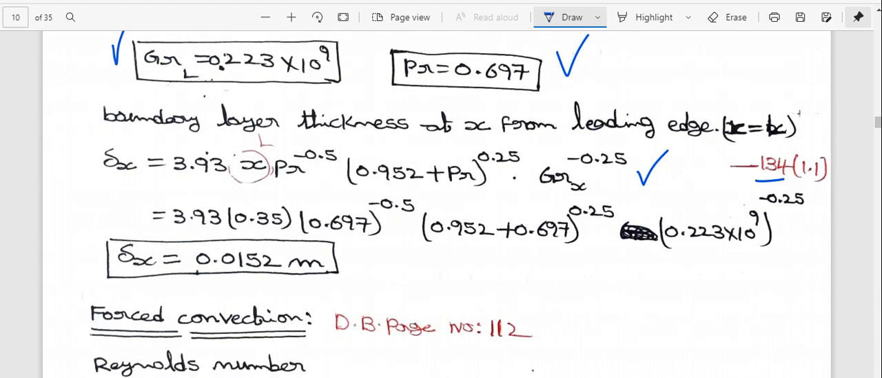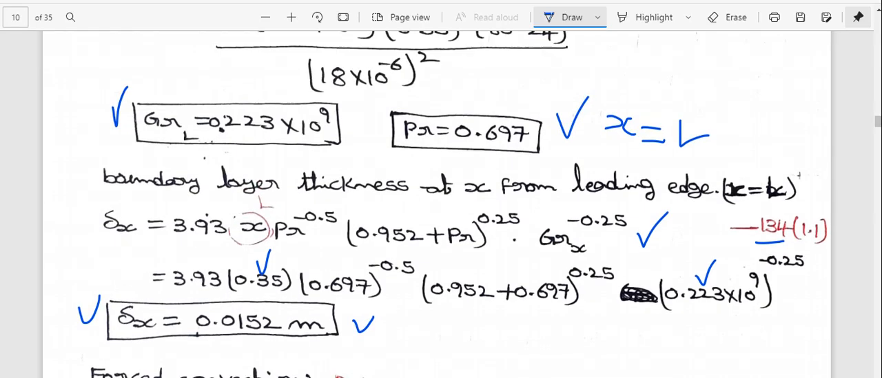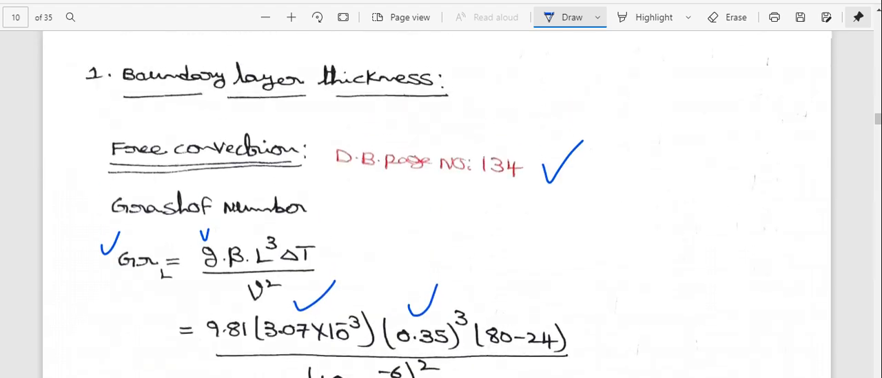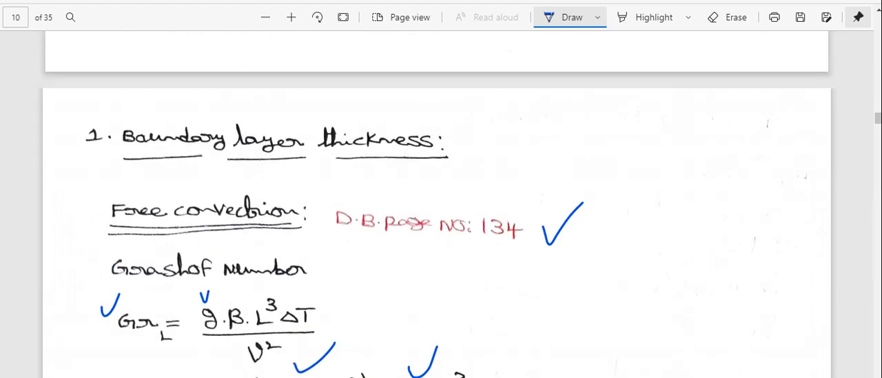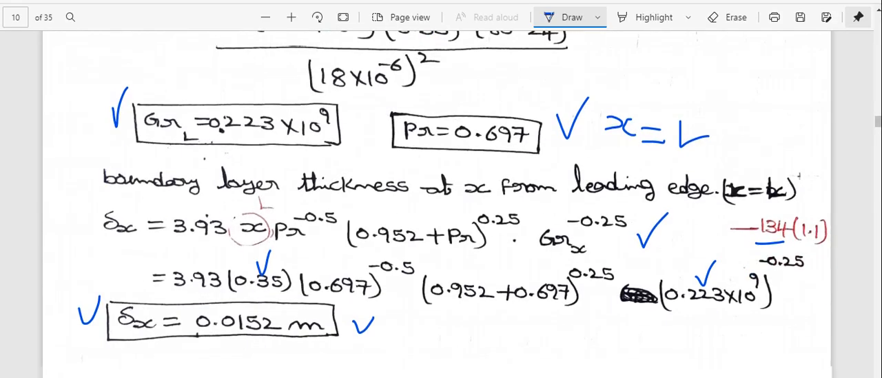We need to substitute. Here x equals L. What is the L value? L value is 0.35. The Gr value is 0.223 into 10 power 9 and the Pr value is 0.697. After simplifying this equation, the boundary layer thickness delta x value is 0.0152 meters.